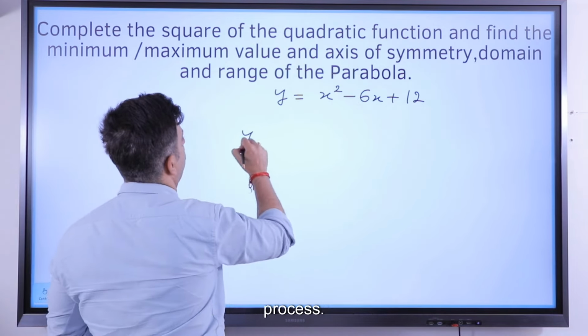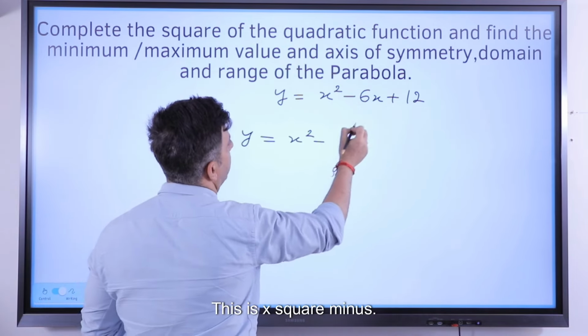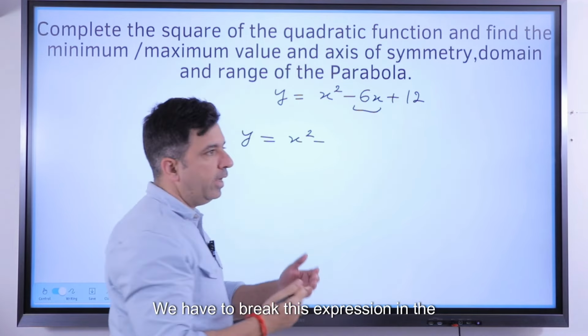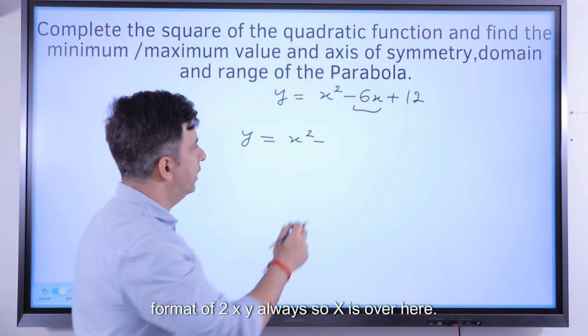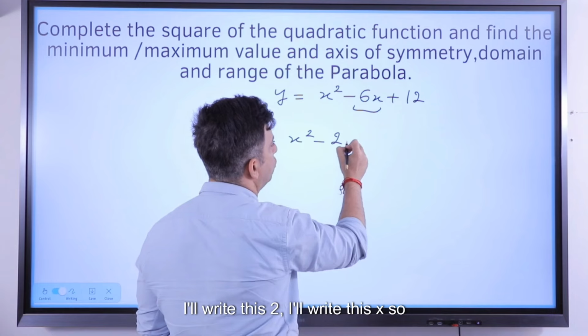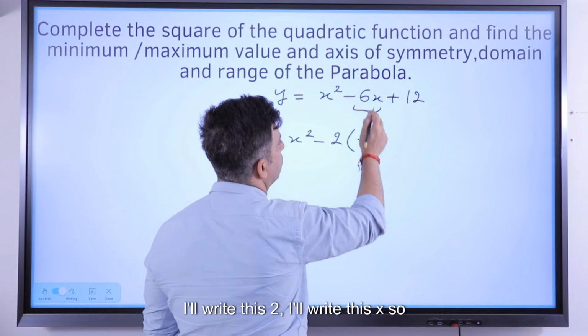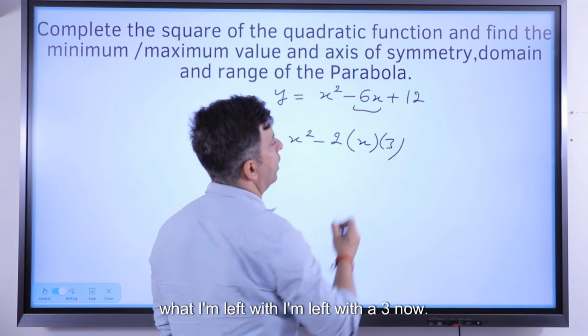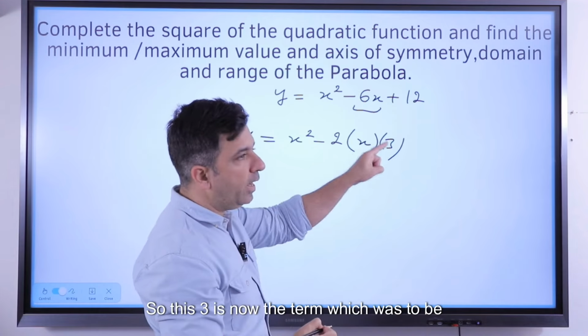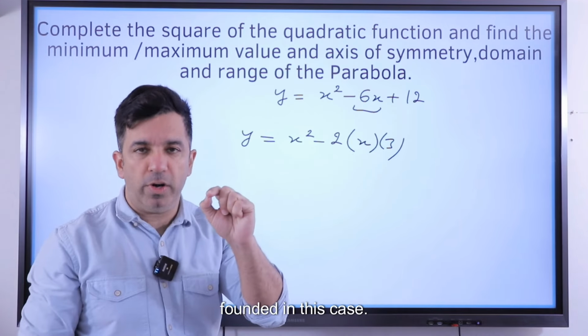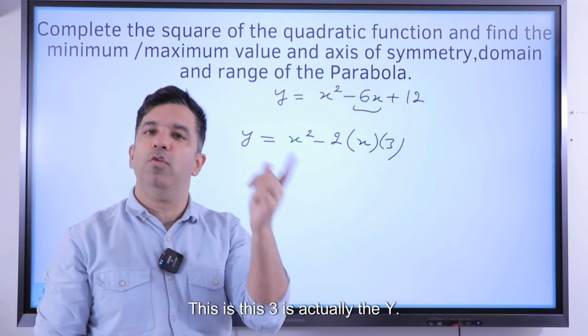So we now know the process. This is x square minus... we have to break this expression in the format of 2xy always. So x is over here, I'll write this 2, I'll write this x. So what am I left with? I'm left with a 3 now. So this 3 is the term which was to be found. In this case, this 3 is actually the y.